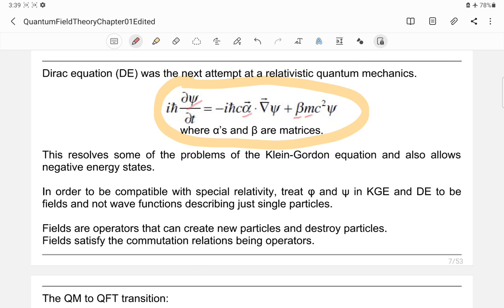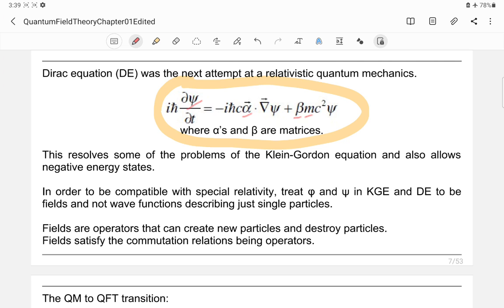So this equation resolves the problems of the Klein-Gordon equation, and this also allows negative energy. So more of these will be discussed later on in the following chapters.